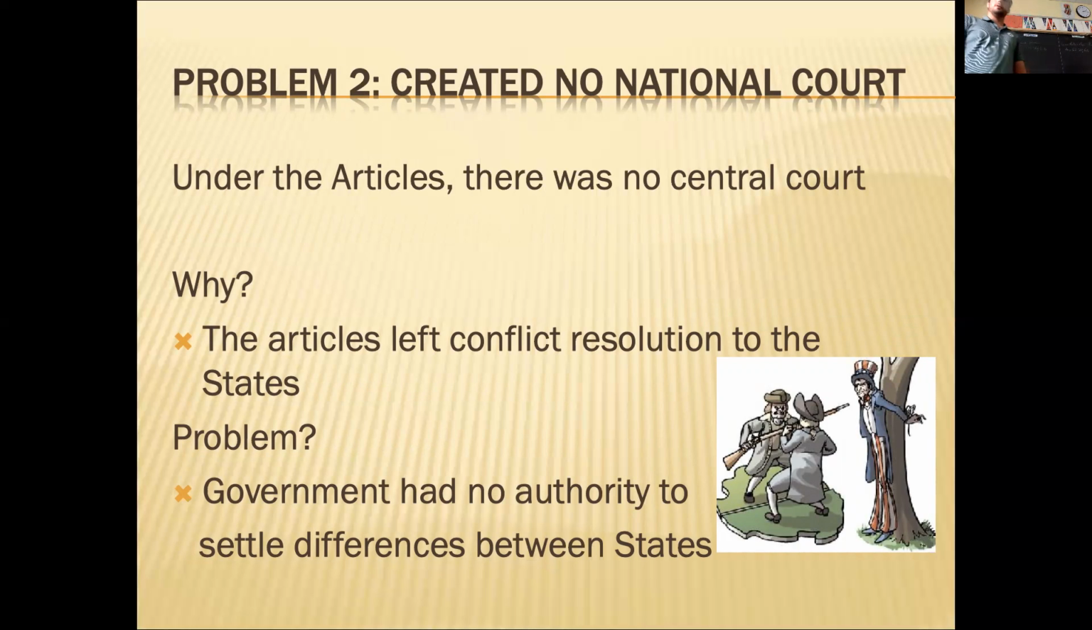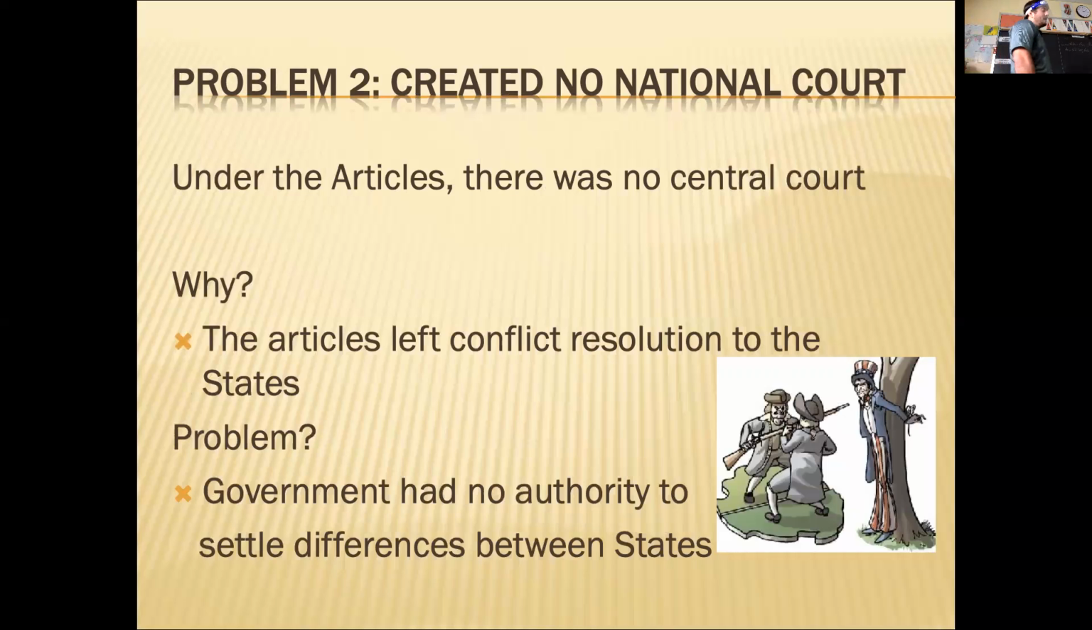So under the Articles, there was no central court system. The judicial branch didn't even exist, right? So the Supreme Court wasn't even a thing. So how could they solve disputes between the states? Well, they couldn't.